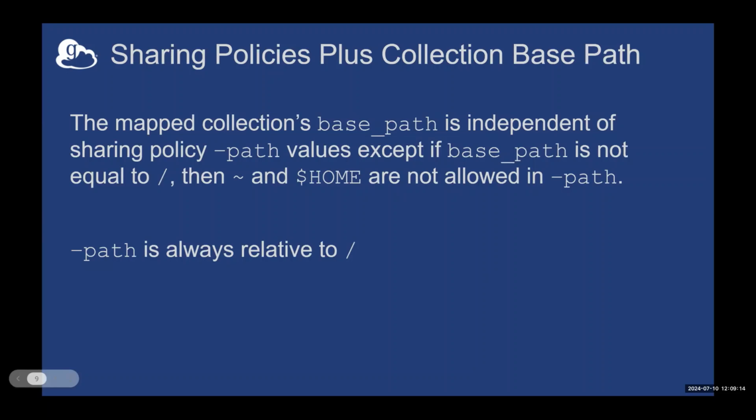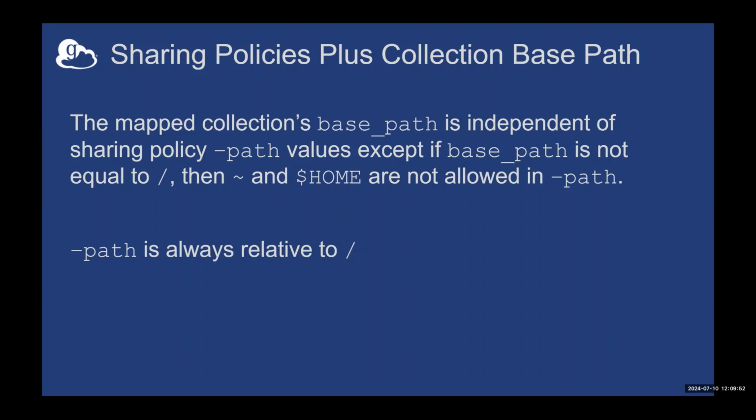All right, so in the next few slides, we'll discuss how path values interoperate with the other GCS path configs, which may be a point of confusion for some admins if they're not certain whether the path values are additive or not. In the case of map collections, base path is independent of the path values used by the sharing policy, except for one little notable exception with respect to the tilde and $home variables, which we just discussed, which can only be used with map collections whose base path is not root.